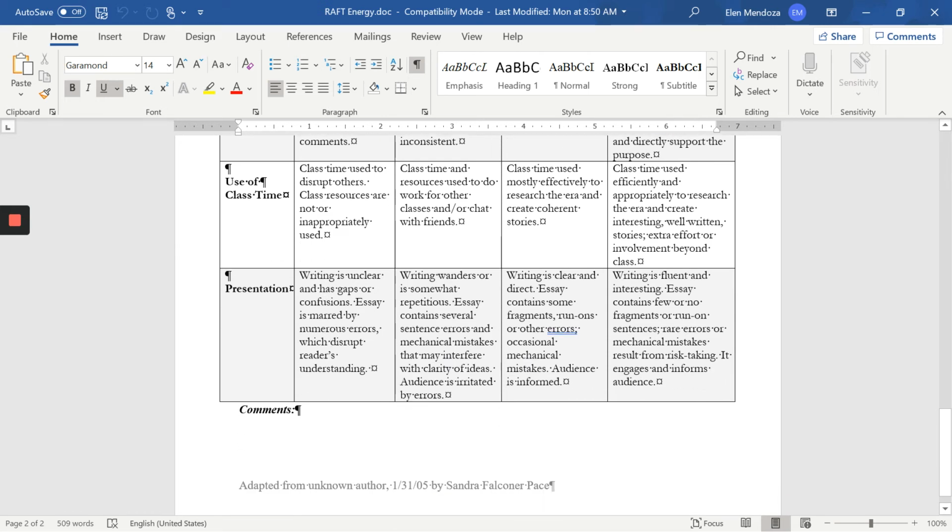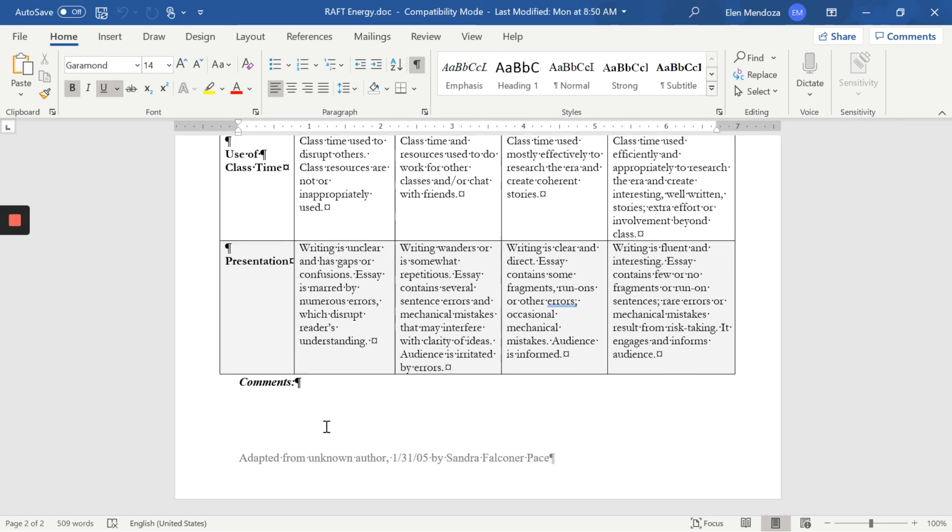Lastly, presentation. You're going to want to make sure that your writing is fluent and interesting. What does that mean? That means you switch up the kinds of sentences you use. Proofread to make sure it doesn't contain a lot of fragments. Fragments are incomplete sentences, and run-on sentences are sentences that are too long; they should be broken up into multiple sentences. If you do make mistakes, maybe it's just because you were trying something new, you're trying to be interesting, and that's okay. It doesn't have to be completely error-free to get a good score. And you're going to want to make sure that it is engaging and informative.